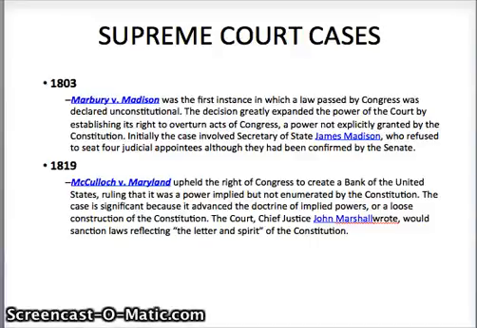Let's look at some major Supreme Court cases. In 1803, Marbury v. Madison was the first instance in which a law passed by Congress was declared unconstitutional. So it made the idea of judicial review. In 1819, McCulloch v. Maryland upheld the right of Congress to create a Bank of the United States, ruling that it was a power implied but not listed in the Constitution. The case is significant because it advances the doctrine of the implied powers, or a loose interpretation of the Constitution.